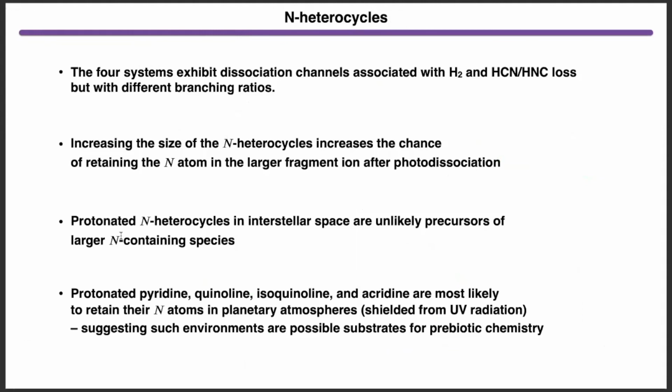Just to conclude on those N-heterocycles, as I said, the four systems exhibit a similar dissociation channel associated with H2 and HCN loss, but with different branching ratios. What is interesting is that increasing the size of the N-heterocycle increases the chance of retaining the N atom in the larger ionic photofragments. Protonated N-heterocycles in interstellar space are unlikely to be precursors of larger N-containing species because, as you try to build them up, they will break before you manage to make them big.